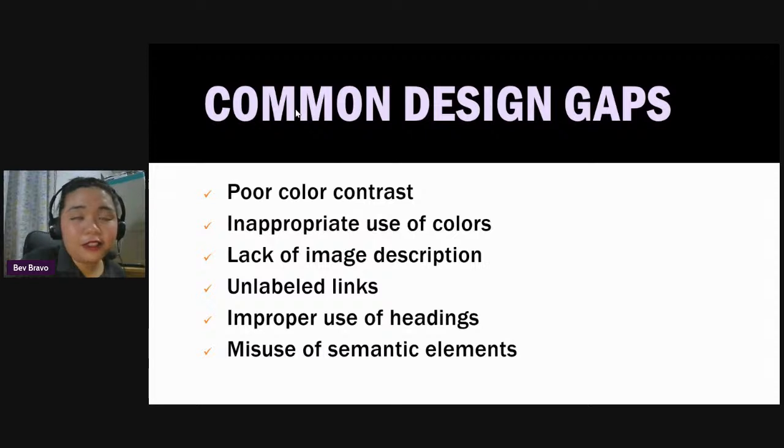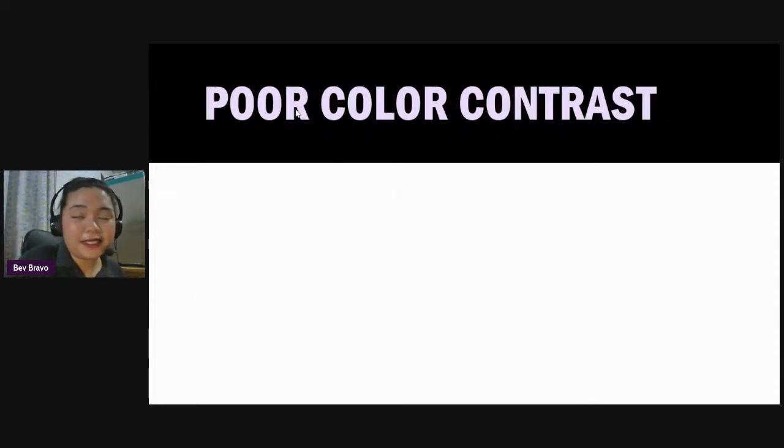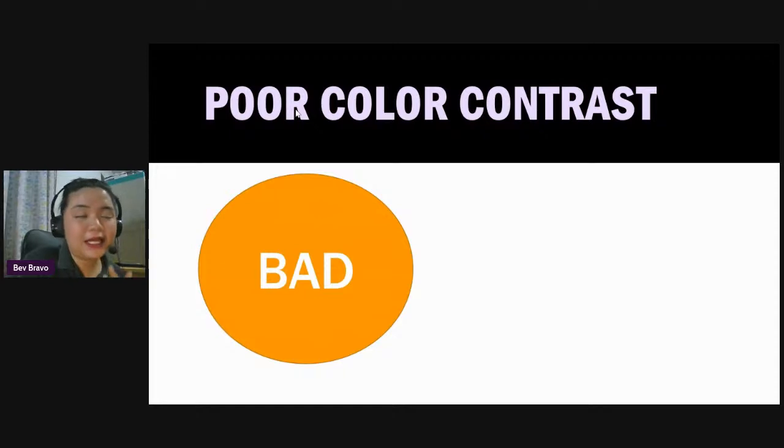Okay, so let's start with the first one, which is poor color contrast. Actually, this issue surprised me because I haven't met an actual web designer who is visually impaired, or at least not yet. And I cannot understand why this issue is still present in most of the websites that we're auditing. So let's say I have here two shapes. This is the first one. This is an example of a bad contrast. On the slide, you can see a circle with a text at the center written in white.